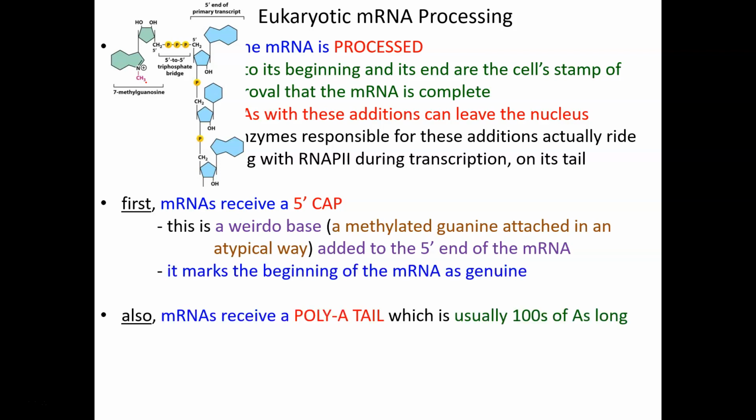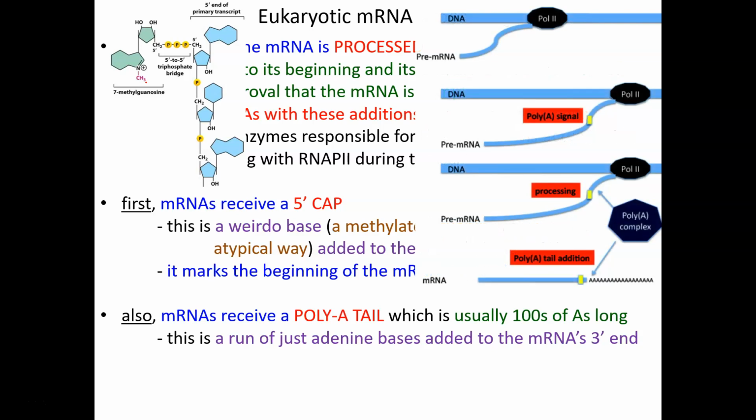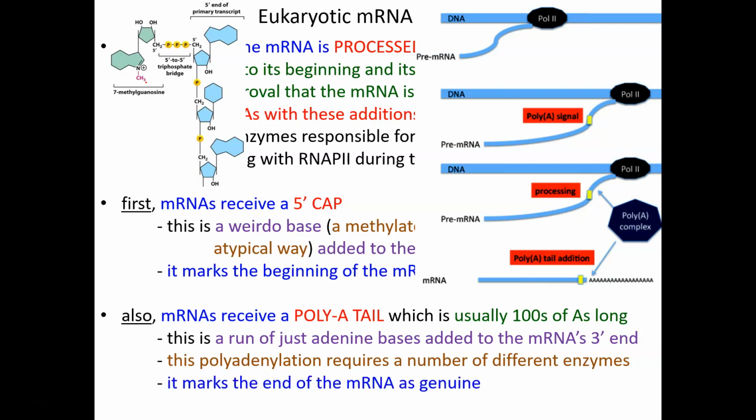We also add to the very end, 3' end of the messenger RNA, a tail. It's a poly-A tail. It's usually a couple of hundred adenines long. It's just a run of straight adenines added to the 3' end of the messenger RNA. And that marks the 3' end as real, genuine, and quality controlled. This polyadenylation requires a couple of different enzymes. One to actually chop the messenger RNA off of the elongating polymerase II, and then other enzymes to add the poly-A tail.